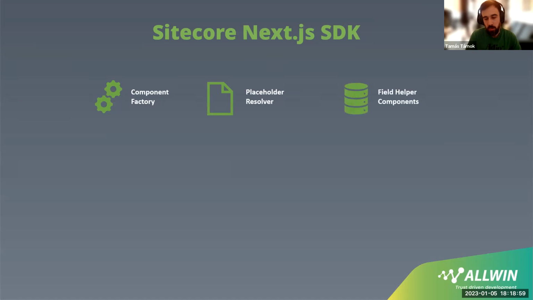The next one is the field helper components. Sitecore provides some field helpers like link, text, rich text, or image components to be able to easily render the data in the HTML, which we get from the layout service JSON response.